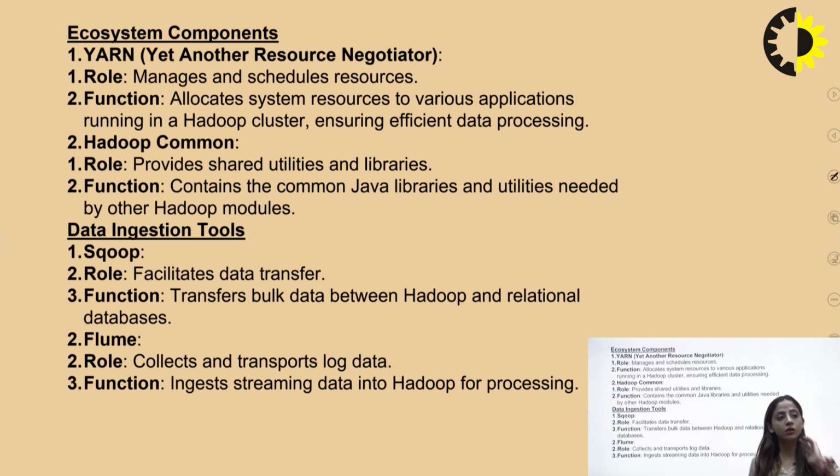Data ingestion tools of Hadoop are Sqoop. The role of Sqoop is to facilitate data transfer. Function of Sqoop is to transfer bulk data between Hadoop and relational databases. Another type of data ingestion tool is Flume. The role of Flume is to collect and transport log data. Function of Flume is to ingest streaming data into Hadoop for processing.